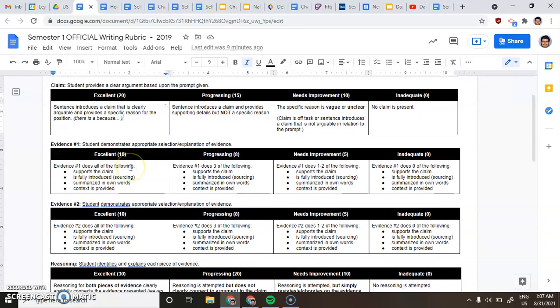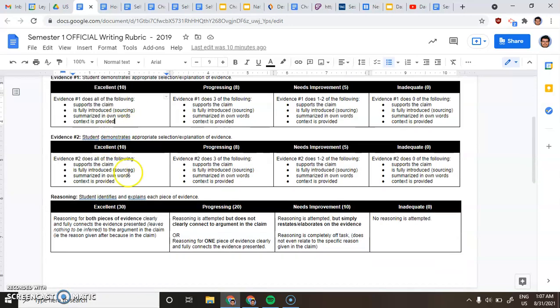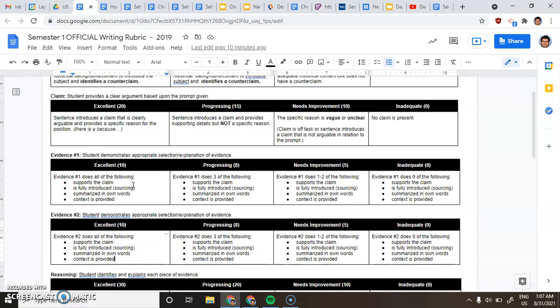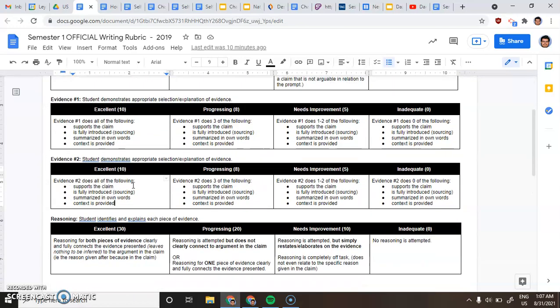All right, your evidence, okay, evidence should support the claim, should be fully introduced, right? So you should talk about the sourcing as well, primary, secondary, what kind of source it is, etc. This should be summarized in your own words, and you should give some context about where this source that you're using comes from. That all comes from analysis and sourcing. That's where that skill comes in. And you're going to repeat that for your second piece of evidence. Okay? So these are the ones that we're going to be talking about today.